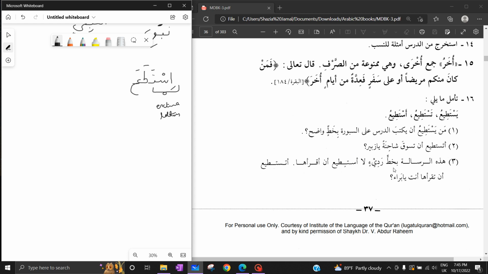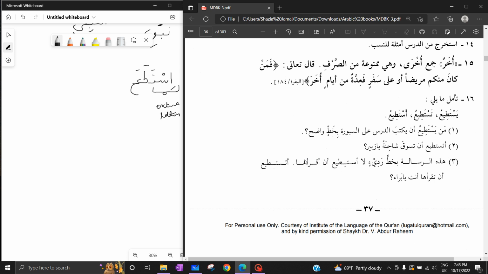Hazihi risala bi khattin radi'in. Radi'in means not good, bad. La astati', I can't. La is a negative particle. La astati', I can't. An aqra'aha means I can't read it. Aqra'a with a fatha, because this is the tool of nasb. Atastati'u an taqra'aha means can you read it. Ya Bara'u, Bara'u is the name. So I'm saying I can't read this because the handwriting is bad. Can you read it, ya Bara'u?